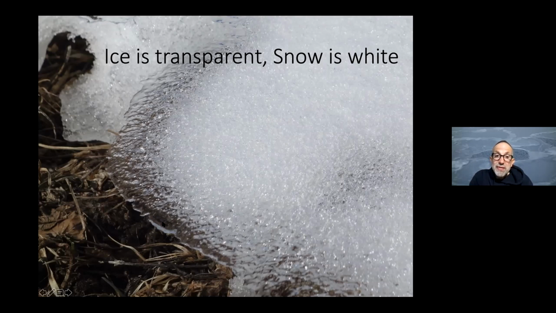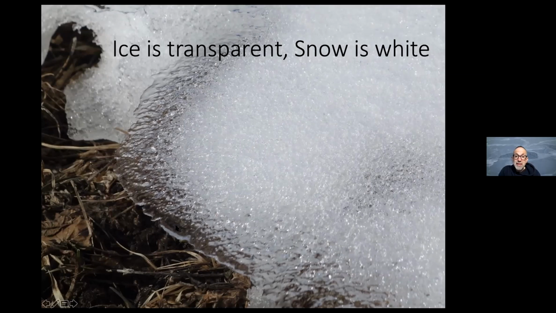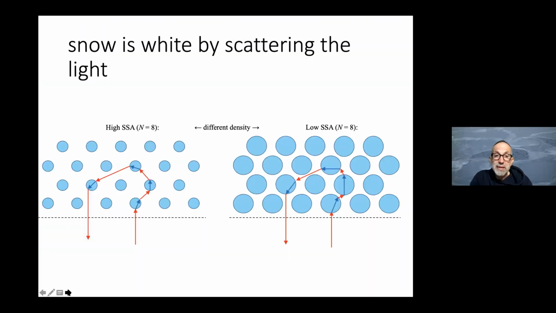And that's a very fundamental property: when the structures are large, they are, for our eye, more transparent, and the smaller the structures, the more white they appear. Now, why is snow white and not transparent? Because we have seen ice is very transparent.